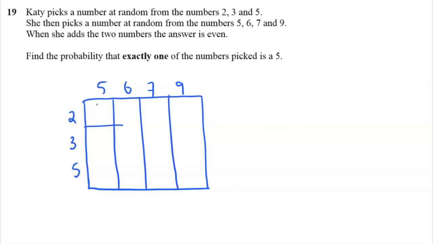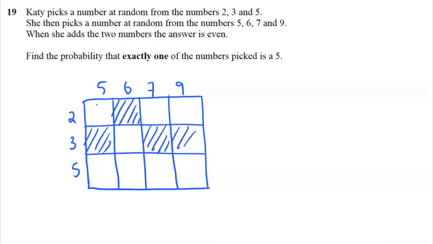We don't actually need the value. 2 plus what makes an even number? Well, 2 plus an even number makes an even number. So that's even. Nice job. And 3 plus what makes an even number? Well, 3, you have to add it to an odd number to get an even number. And so we're going to have here, here, and here the even results. And 5 and 5, all right, 5 is odd as well. So again, it's the same thing. We're adding two odd numbers. All right, these are all the even results. Okay, everyone happy? Everyone's happy. Find the probability that exactly one of the numbers picked is a 5.